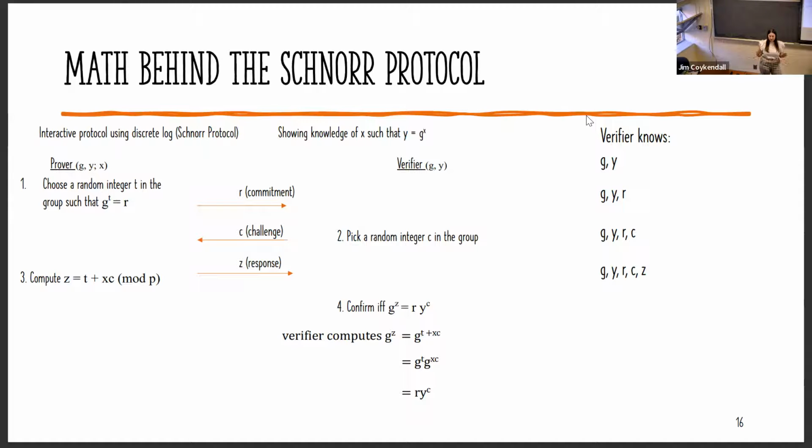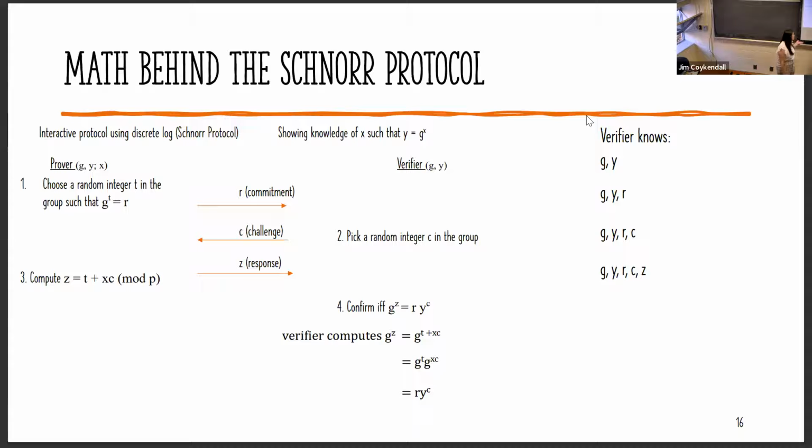But at the beginning, the verifier knows public values g and y. After the commitment is sent, now the verifier knows g, y, and r. Once they pick a challenge, of course, the verifier would know the challenge that they sent, so they also know c. And then once they receive the response, the verifier also now knows z.